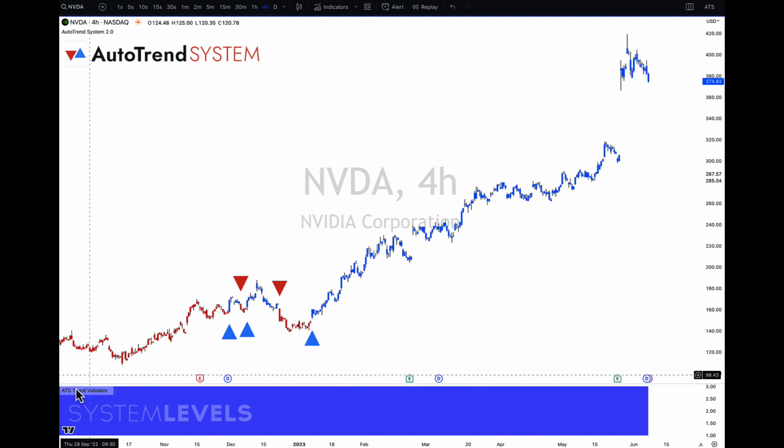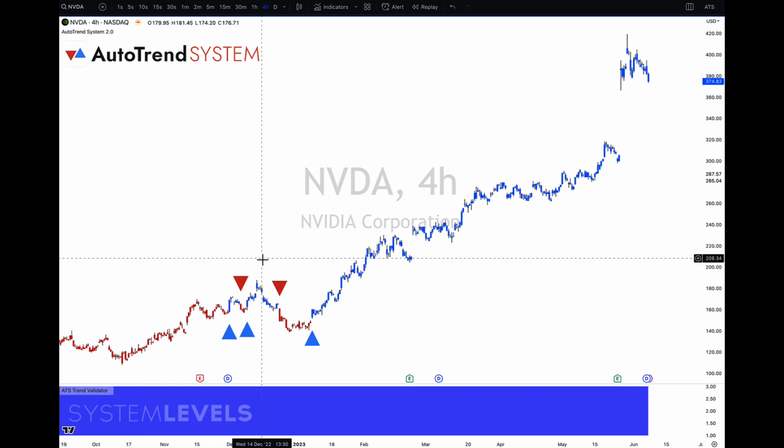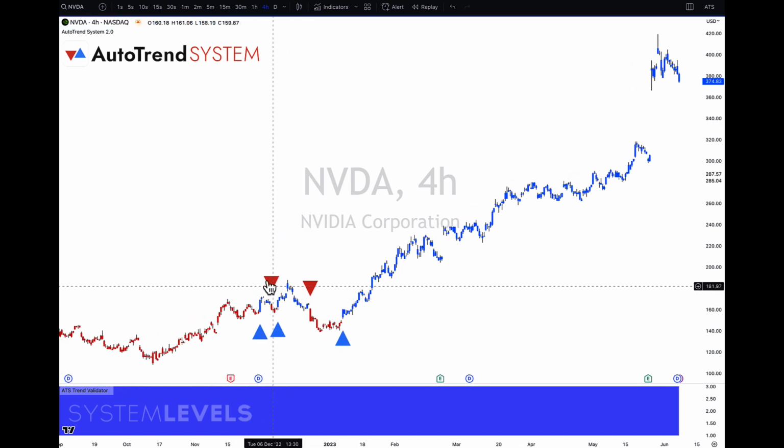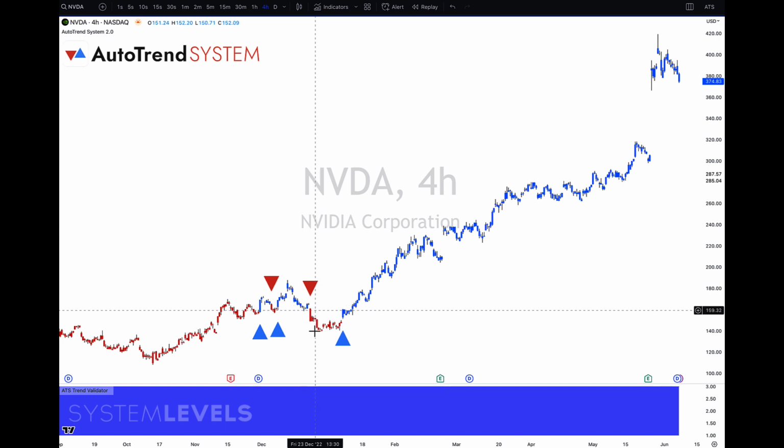So let's have a look at what happened. Since the ATS trend validator is blue, that means that we're only looking for long trades. So we are ignoring any short signals. This one, we're ignoring it. This one, we're ignoring it because it's red. That is in conflict with the blue trend validator. So we're only interested in the blue signals, in the buy signals. Right away, we're eliminating two potentially losing trades here, this one and this one, because we're not taking shorts. We're filtering our signals so that we're only focusing on the long signals that the AutoTrend system gives us. So that's number one. That's the first thing.